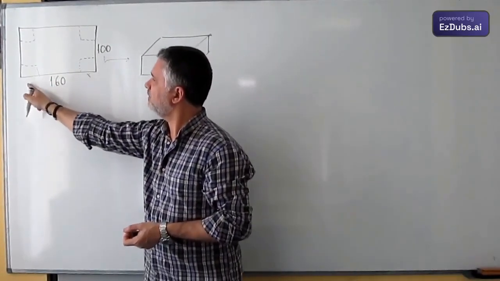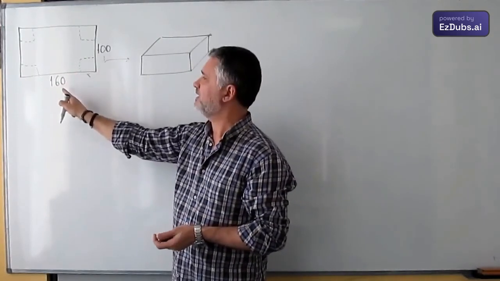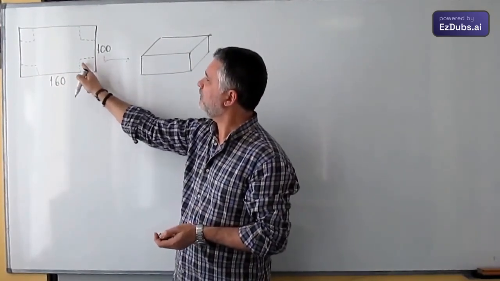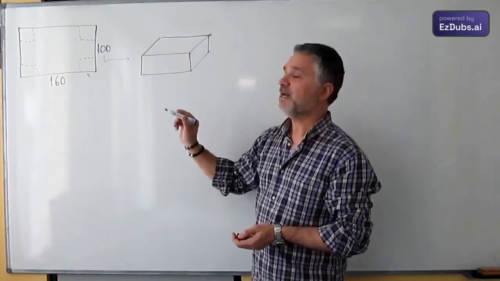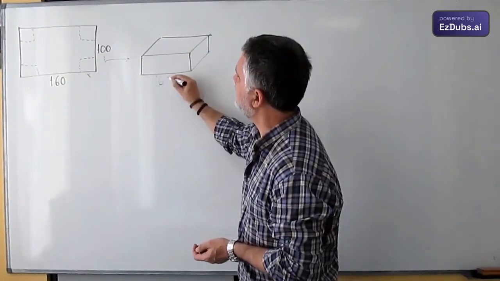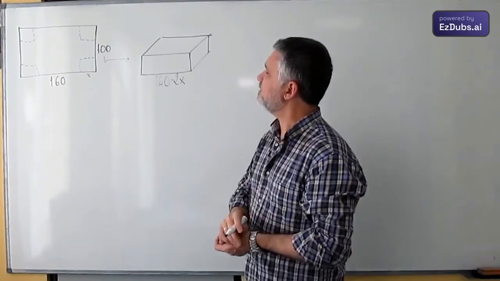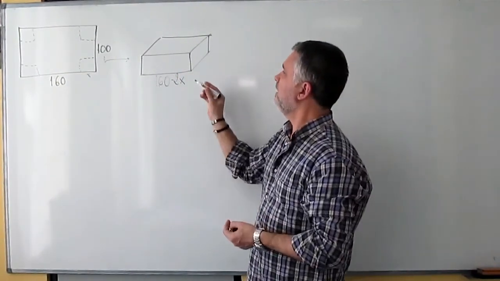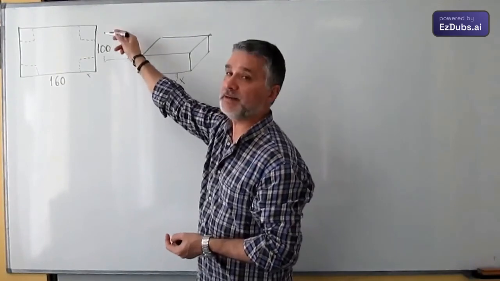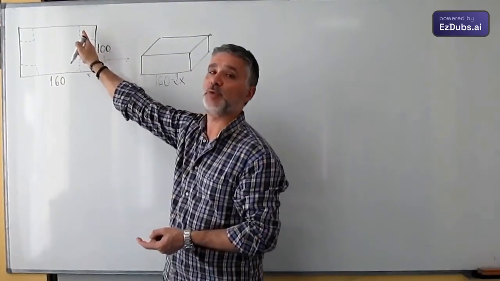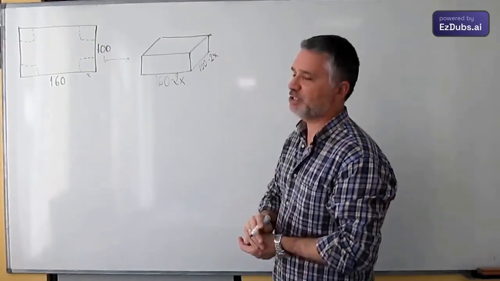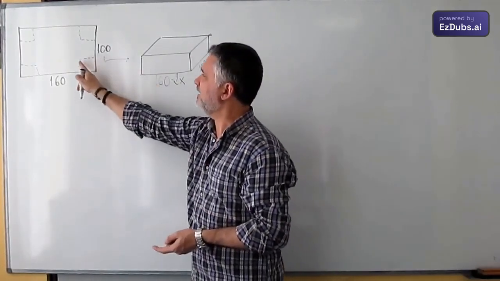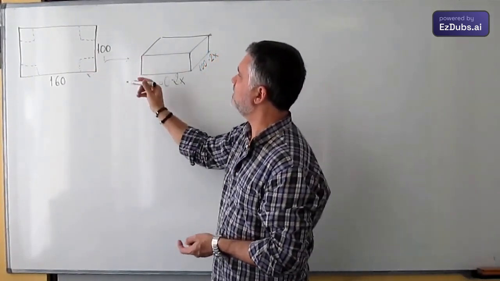Well, if the length of this sheet is 160 and I remove a little piece here that measures x and the same little piece here that also measures x, it is clear that the box is going to measure 160 minus 2x in length. In width, if it measured 100, these little pieces are the same and measure x, so it will measure 100 minus 2x, and it is clear that if I have removed this piece, the part that folds up to the height will be x.